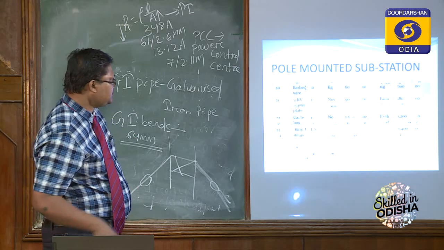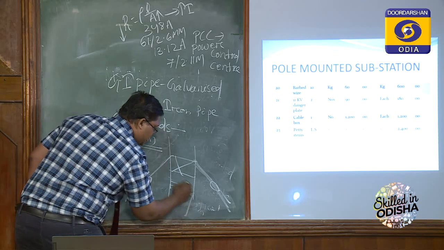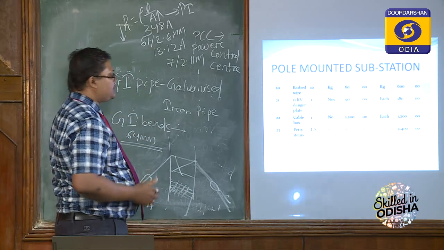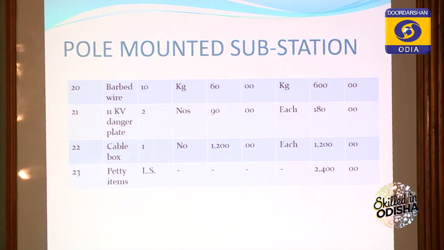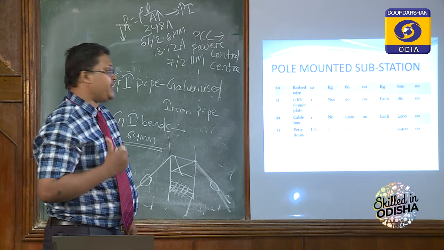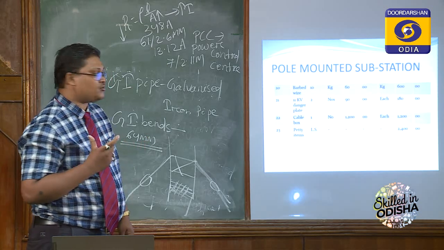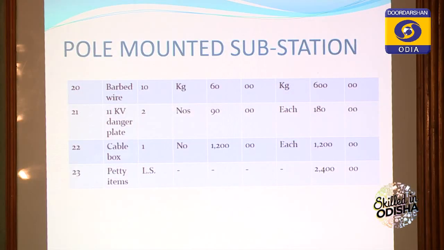Next, barbed wire. In all pole mounted substations, barbed wire is used to prevent unwanted entry to the pole. Barbed wire is required 10 kg, 60 rupees per kg, so the total will cost 600. Then 11 kV danger plate. In all pole mounted substations there must be a danger plate. Two numbers, 90 rupees each, so the total will be 180. Next, cable box. One cable box must be there and it will cost 1200.